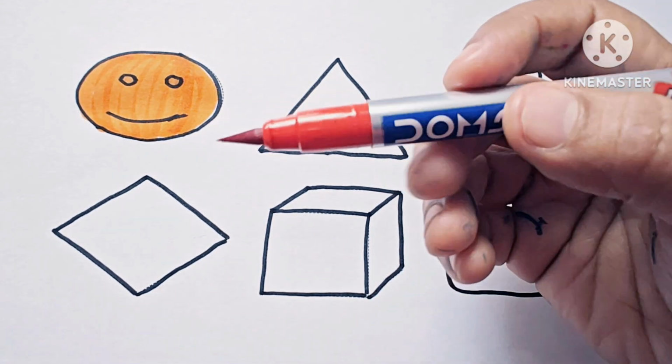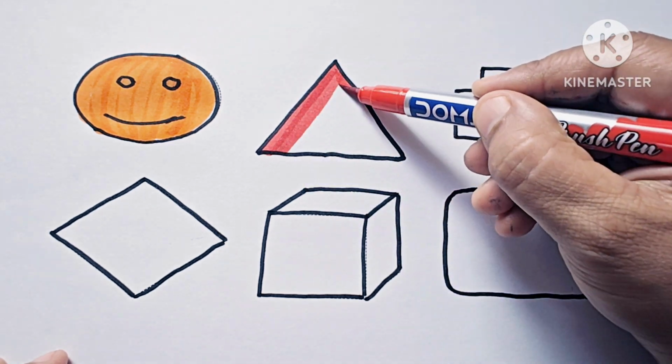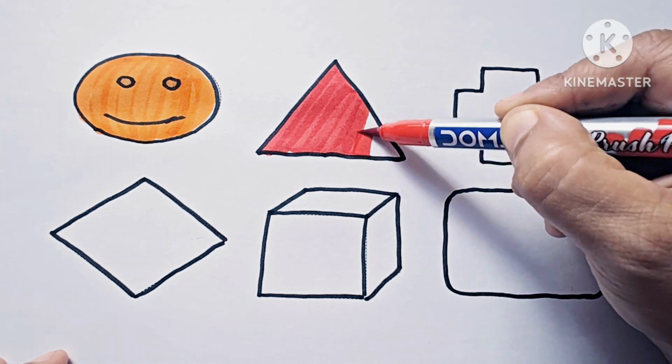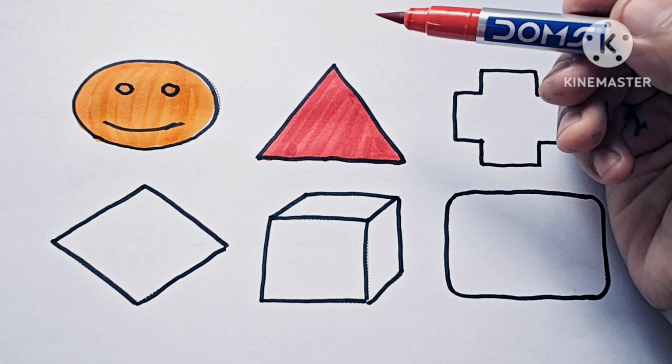This is red color. And the shape is triangle. Triangle has 3 sides. It is a 2D shape. Triangle has 3 sides, 3 vertices and 3 angles.